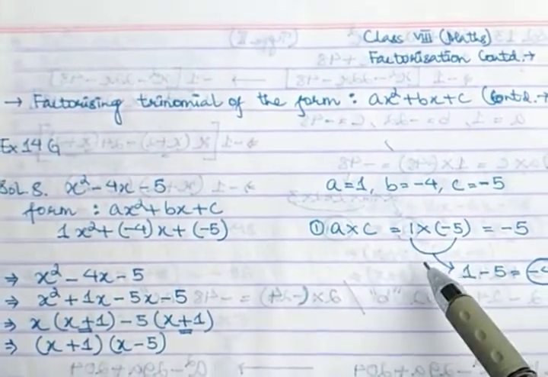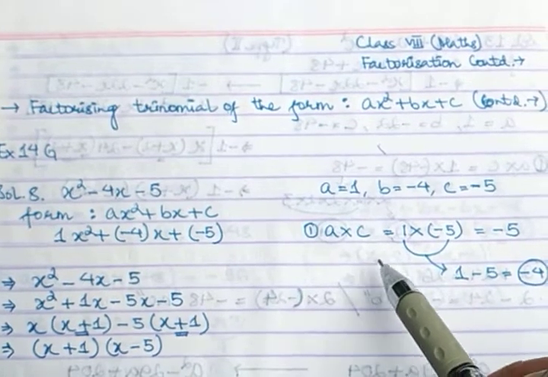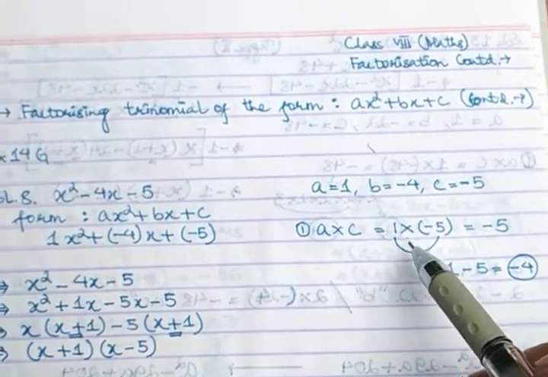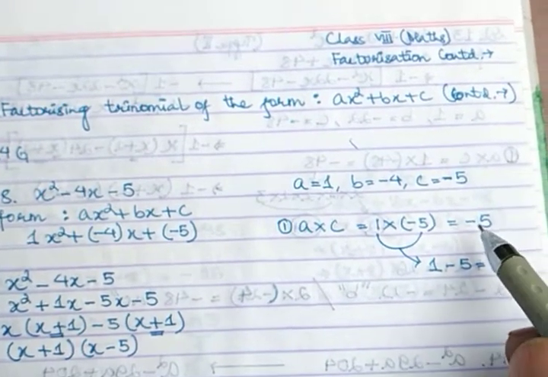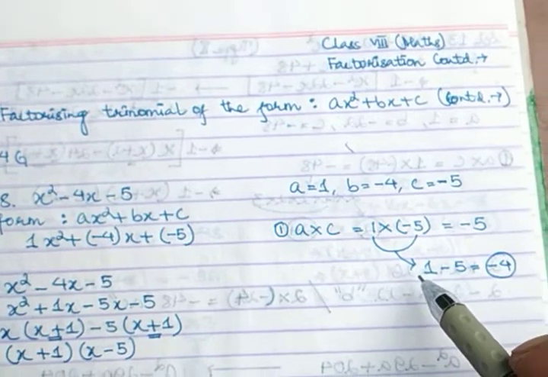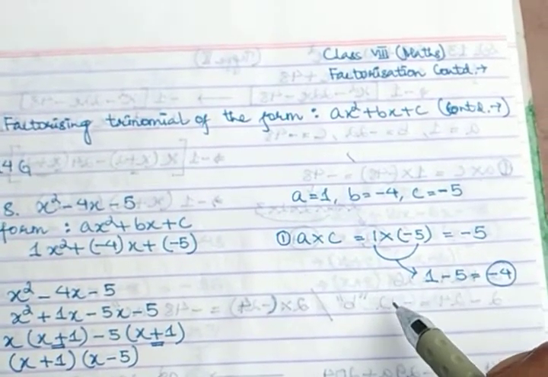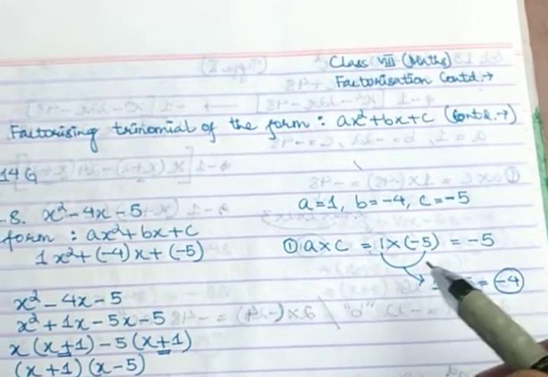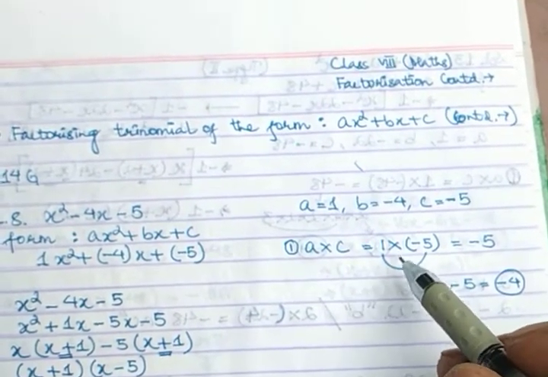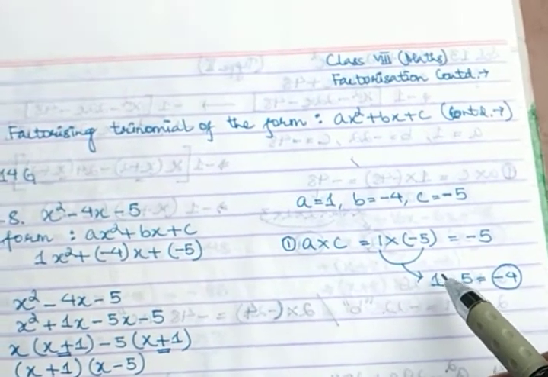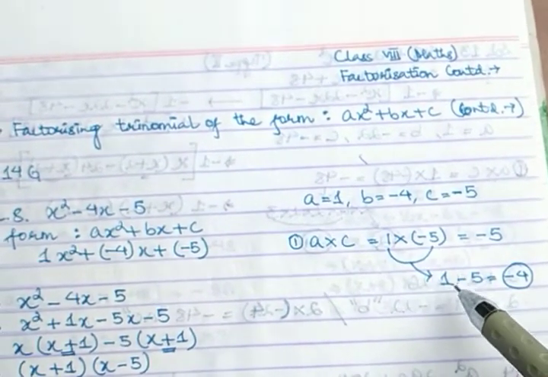What was our first step? To multiply a and c. So 1 into minus 5 is minus 5, so we got ac as minus 5. Since 5 is a prime number, what are its factors? The simple factors are 1 and 5. Now what you can do is go with 1 and minus 5 as well.